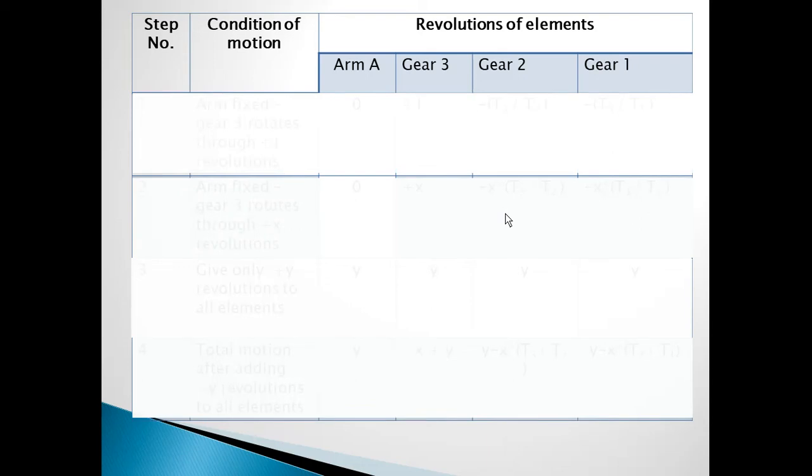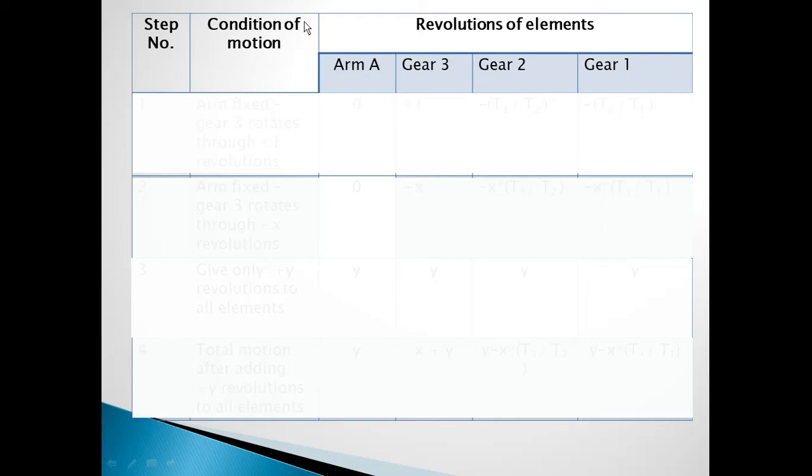Now elements means the gears, along with that arm. In the given problem there is arm, along with that gear 3, gear 2 and gear 1. What is the first of all step? What are the steps there?